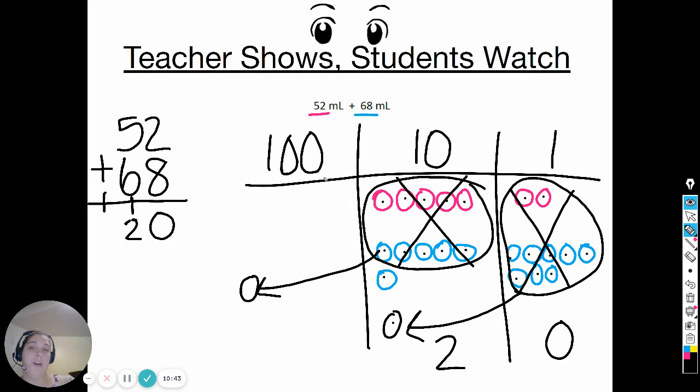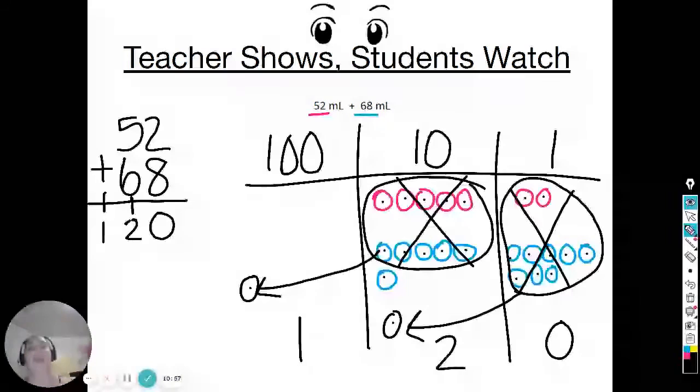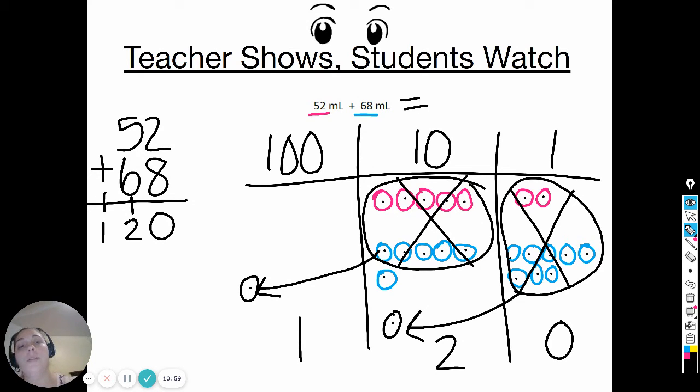Now we just have to count our hundreds. Well, there's just 1 over here. And if you look at our problem, we just have that 1 on the line. So we're just going to put that down here in our answer. And you can see that 52 plus 68 equals 120 milliliters.